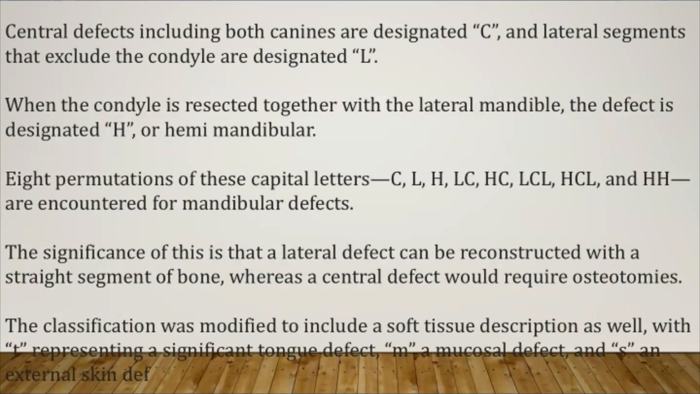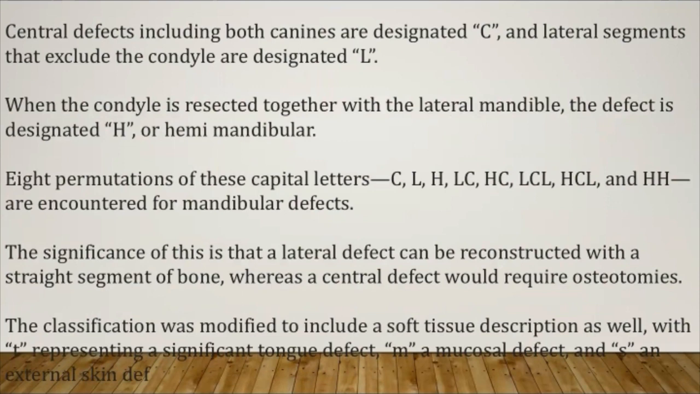So if we are taking HCL, it means we are taking the condyle of one side with the central and the lateral of the contralateral side. If we are taking HH, it means the central and the laterals are spared, but the condyles are affected. So the significance of this is that a lateral defect can be reconstructed with a straight segment of bone, whereas a central defect will require osteotomy.